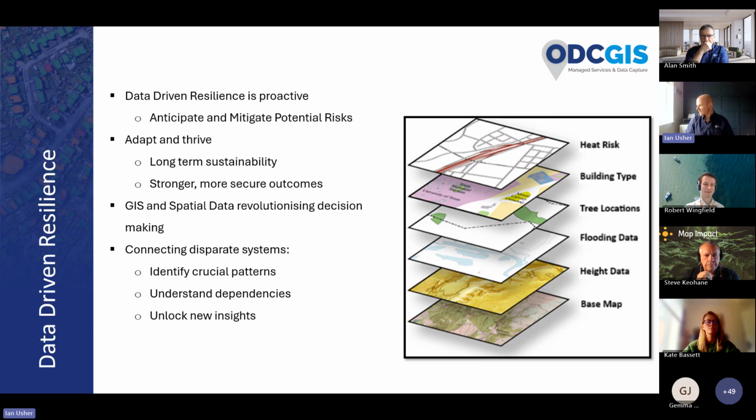By bringing together spatial data with geographical information systems, you can revolutionize management and decision-making processes within the social housing sector. By connecting disparate data sets to a common geographic location, such as an asset, you can visualize complex information in a simple, intuitive way, allowing you to identify crucial patterns, understand dependencies, and unlock new insights, leading to a more efficient outcome across your portfolio.